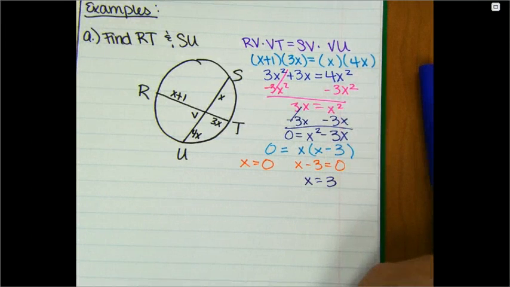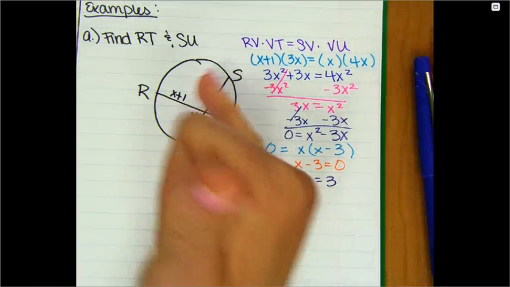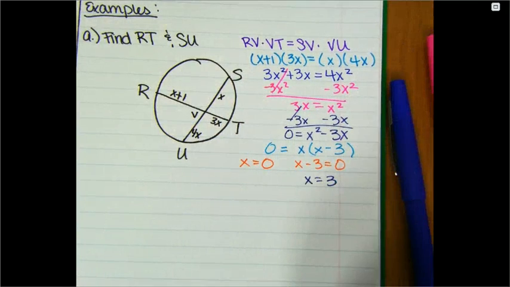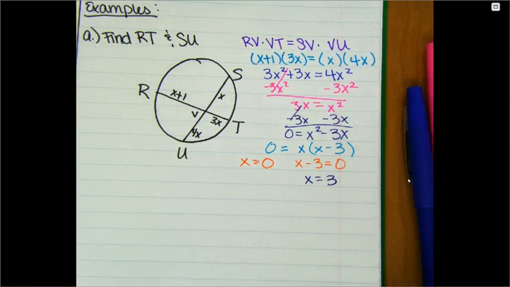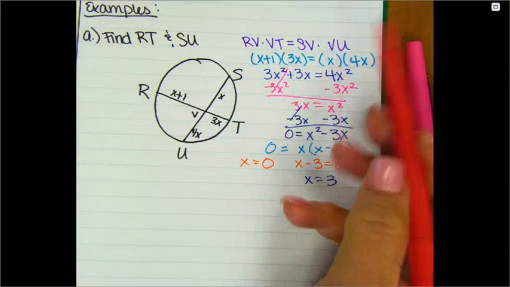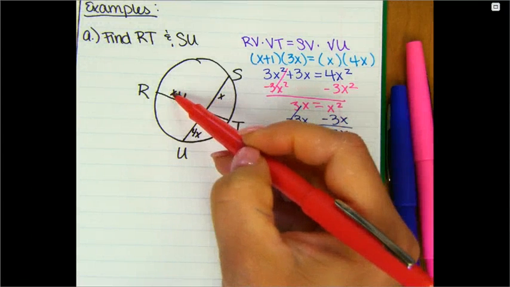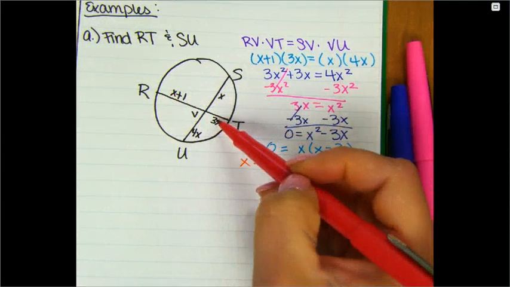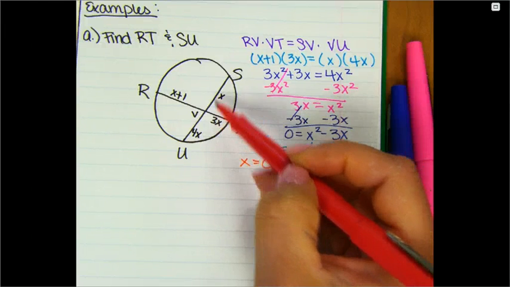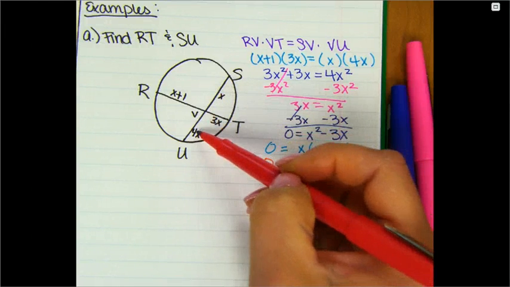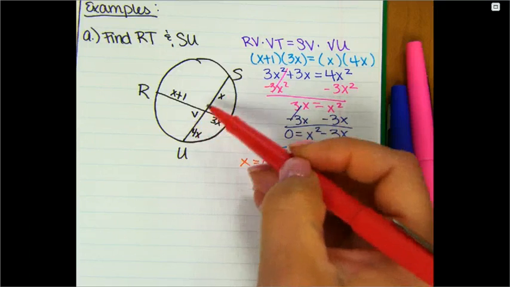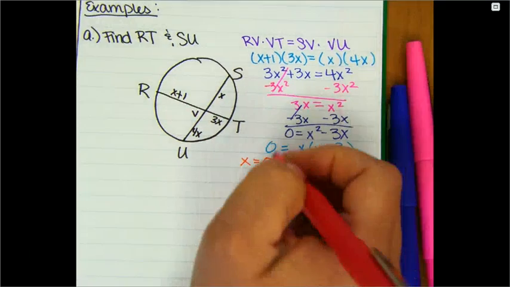Now let's think about this. I need to find the length of my segments, yes? 0 can't work. Why? If you plug in 0 here, it would work here, because 0 plus 1 is 1. But it won't work here, because then you get 0, and this multiplied is 0, and then you wouldn't have a circle. 0 doesn't work.